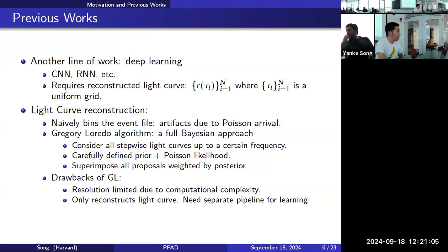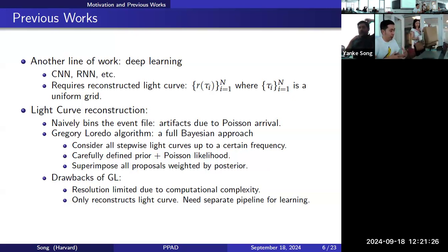What do you mean by carefully defined prior? Actually, look at the Gregory-Loredo paper, and the prior is just: you have 1/2 probability that the light curve is constant, and 1/2 probability that the light curve is variable. And for those variable light curves, they just put even probabilities for light curves of 2 values, 3 values, up to 20 values. So you can call it carefully defined, but it has some assumptions there.